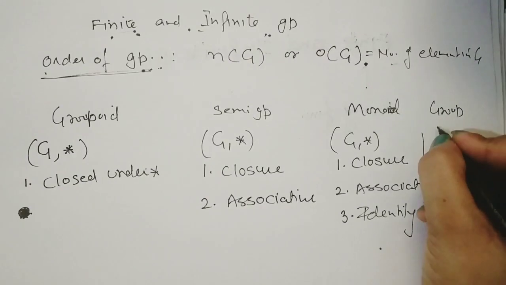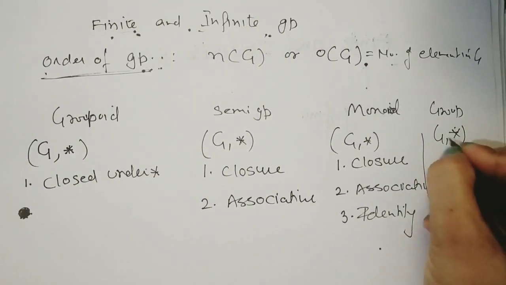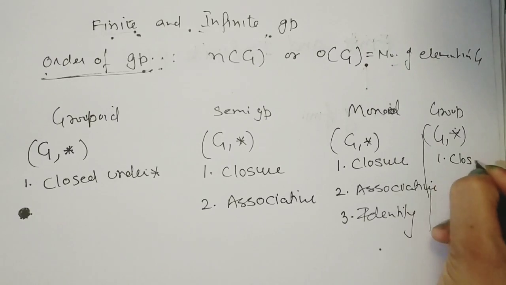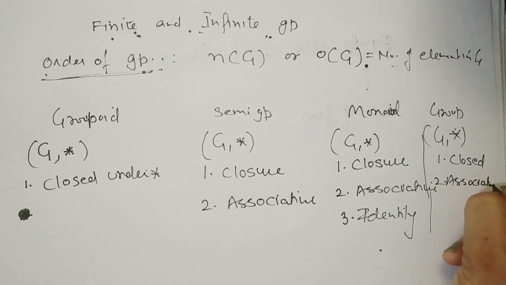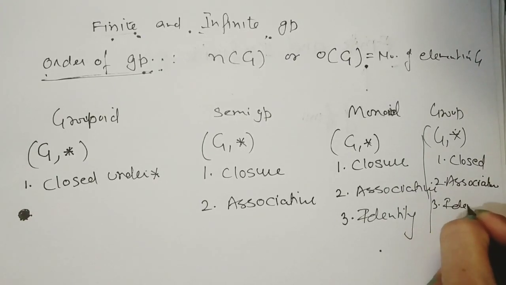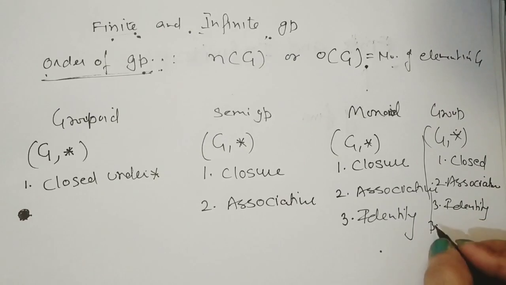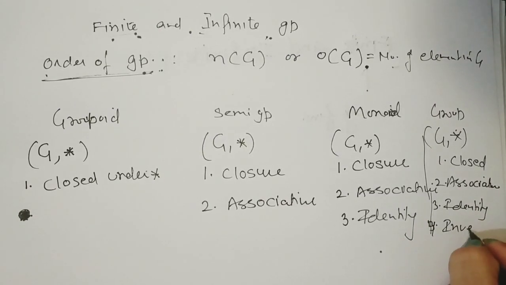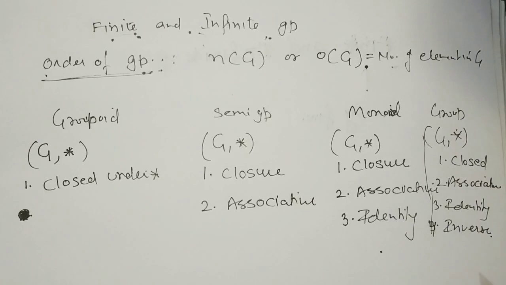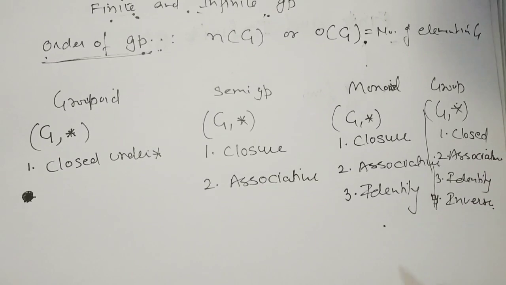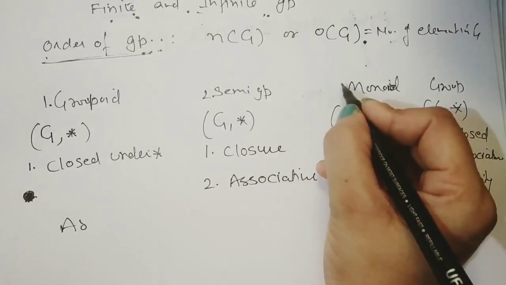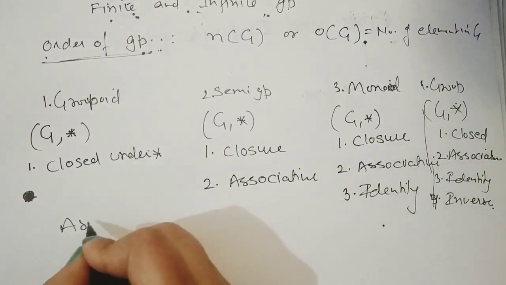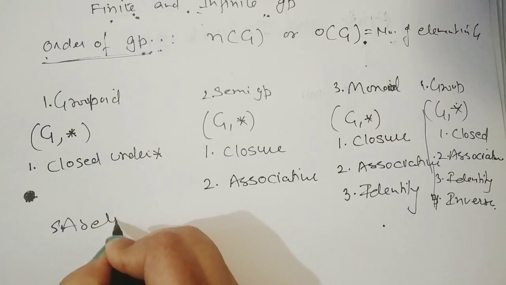So if the four properties hold, then it will become a group. A group has a non-empty set together with a binary operation such that it is closed under that operation, it is associative, it has an identity element within the set, and the inverse of every element also exists within the set. If these four properties hold, that will become a group. If the fifth property holds, that will become an abelian group. So we write first property, second, third, fourth, and five properties for an abelian group.